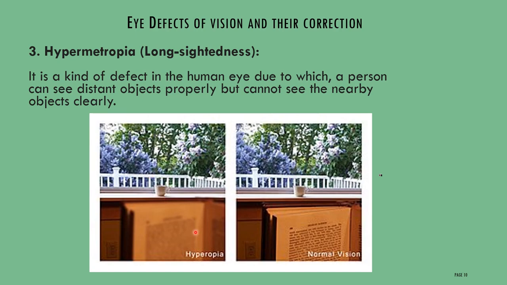But in the case of hypermetropia, this person can see this book, but he is not able to recognize the letters in the book, while he can see the far objects, the tree, the flowers, everything, properly. This kind of vision we call hypermetropia. It is a kind of defect in the human eye due to which a person can see far objects clearly, but can't see near objects clearly. You have to remember that.